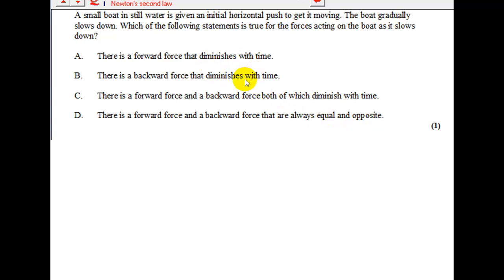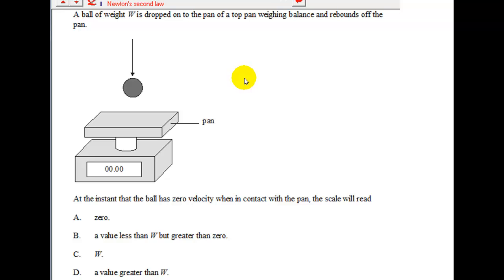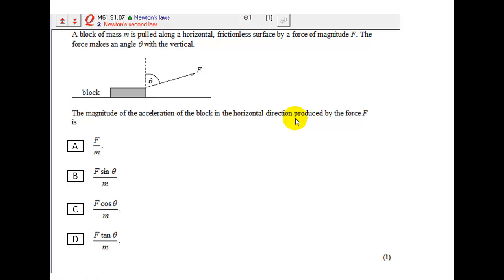Here's another question that you need to read and answer. Pause. Two blocks having different masses slide down a frictionless slope. Pause. Here we have a weight which is dropping onto a top pan balance. Notice when the weight is sitting on here, it would read W, but it's colliding with it, so that makes it kind of easy to answer that.